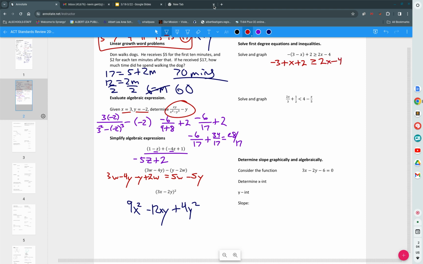I'm going to combine my negative 3 and my positive 2 to make negative 1 greater than or equal to 2x minus 4. I'm going to gather the 2x on the other side by subtracting 2x. I get negative x minus 1 is greater than or equal to negative 4. I add 1 to both sides, and I get negative x is greater than or equal to negative 3.